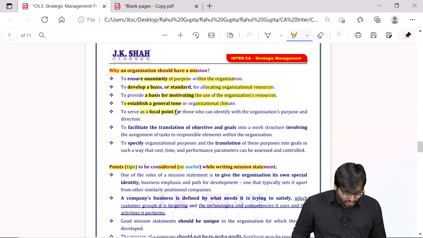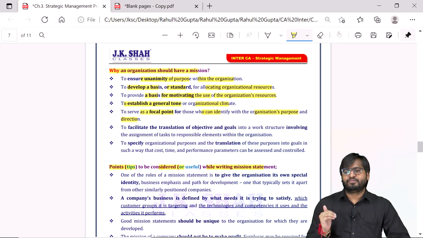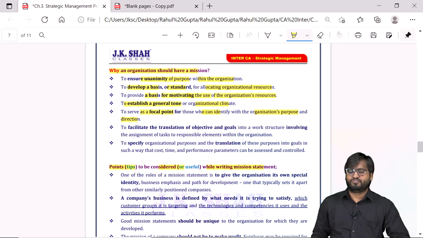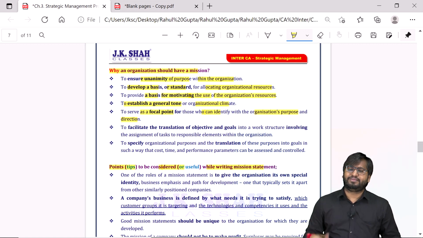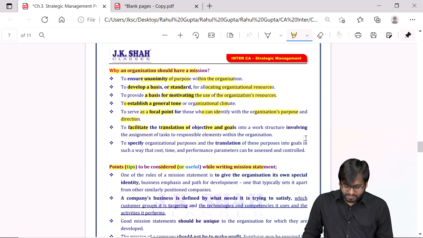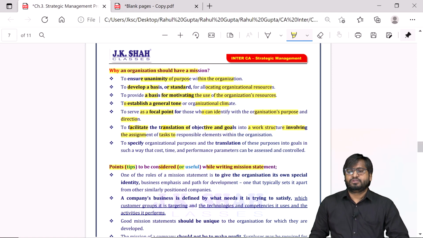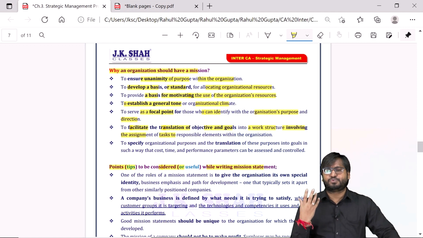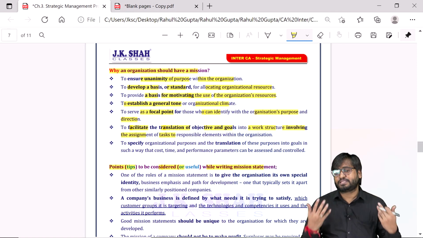To serve as a focal point for those who can identify the organizational purpose and direction. So it helps us decide which products to make, whether we should use this technology or not. So it serves as a focal point, the main point. To facilitate the translation of objectives and goals into work structure involving the assignment of tasks. So whatever goals and objectives we have, our mission will help us in achieving those.